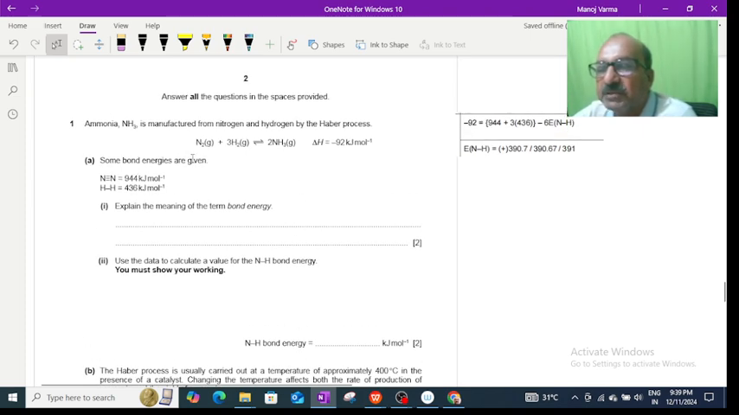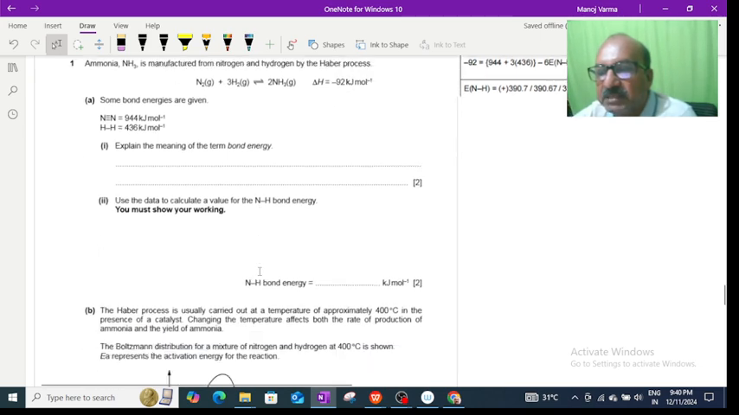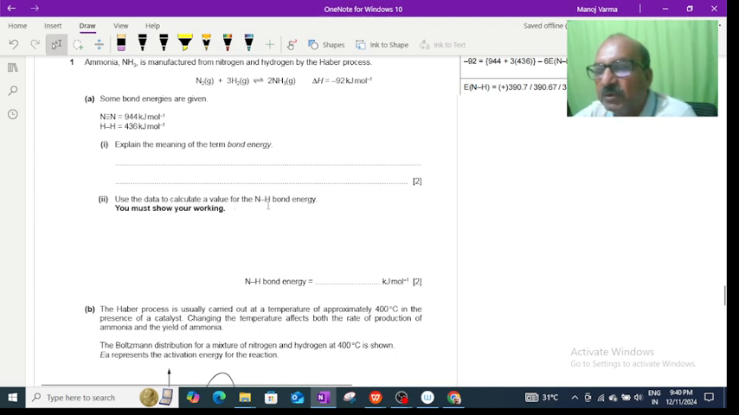The bond energy refers to the energy which is required to break a particular bond, and it is in per mole units. So N2 gas plus 3H2 gas in an equilibrium reaction gives you 2NH3. The delta H for this reaction, that means when this reaction takes place, the enthalpy change for this reaction is minus 92. That is, it's an exothermic reaction, right? And we have to use the data to calculate the value of the NH bond energy.